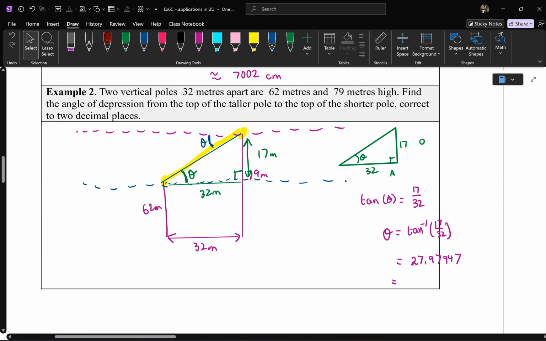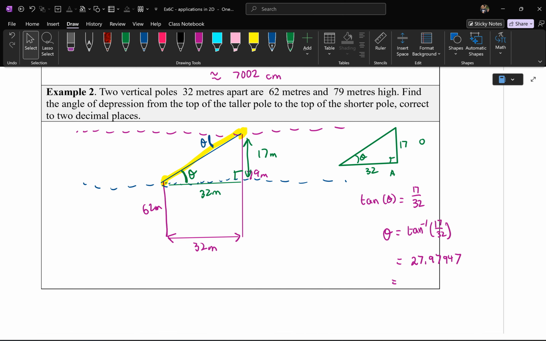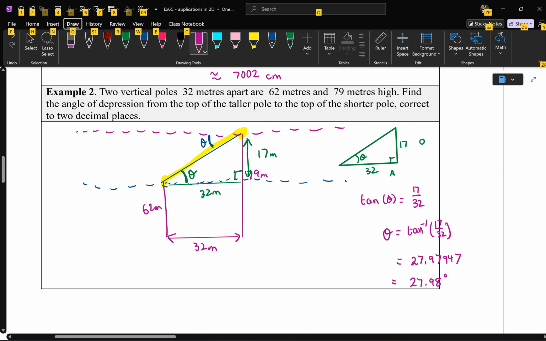27.9. Very good. 2 decimal places, 27.98. Don't forget your units. Meters. That's 6B, 6C. So finding angles and then angle of depression and angle of elevation. I thought my next sheets are always so chaotic. That's right. We're working for the angles, so it should be degrees, not meters.